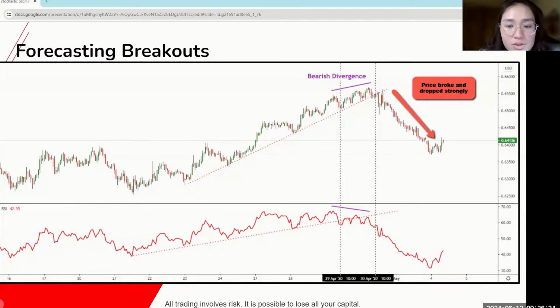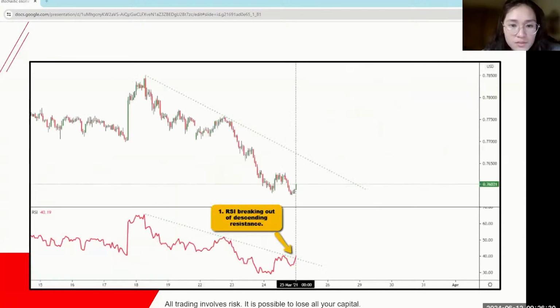Okay, any questions so far? Okay, if not, let's look at another. We still have a few more examples to go through, before, if I still have time at the end, I will do a little bit of live analysis for you guys. Okay, so next we are looking at this RSI breakout again.